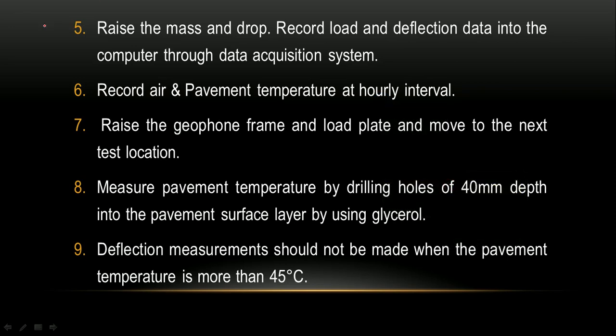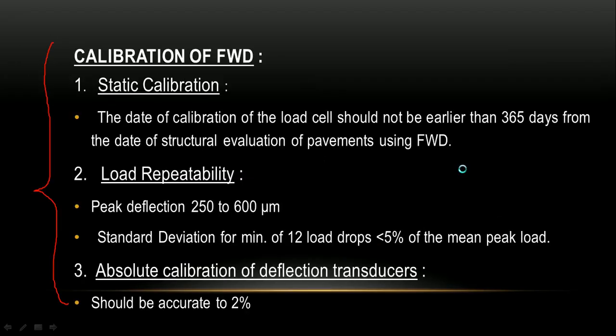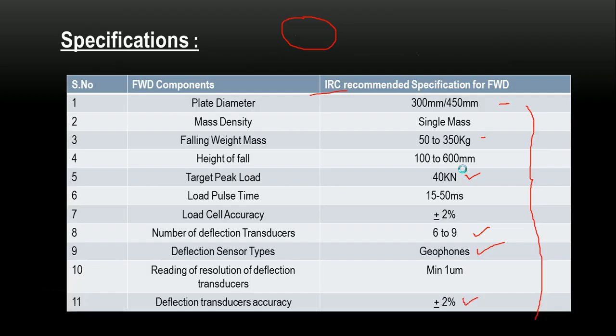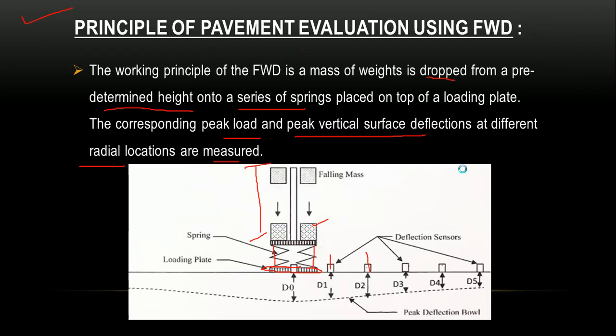After fixing that 40 kilonewton, you have to drop the entire load. After dropping, you have to determine the deflection through the computer. Whatever acquisition system we have, through that the deflection at different intervals is recorded, as we have observed in the schematic representation. You can see here.